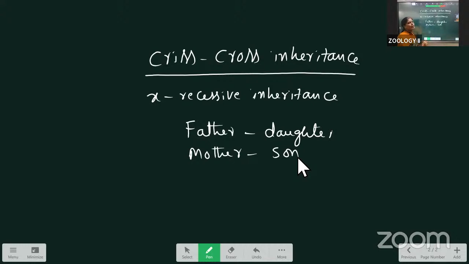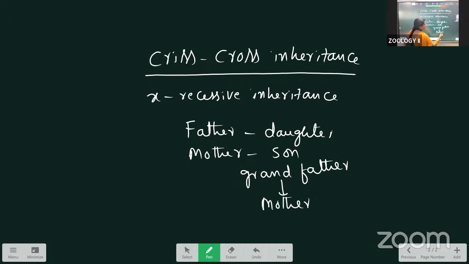For example, any characters present in the grandfather. Details I will explain, don't worry, I am just giving the idea. The grandfather has some characters. Those characters are given to the daughter. Daughter means mother. Then it is given to the grandson.